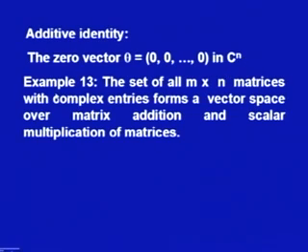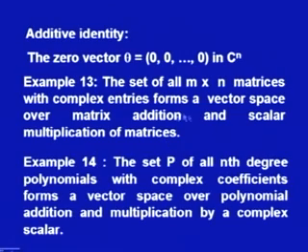Now, in the next example, I am considering m by n matrices with complex entries instead of real entries. This example I have taken earlier, but at that time these were real entries, and we have seen that they form a vector space. Now we will see that with complex entries they also form a vector space with respect to matrix addition and scalar multiplication.